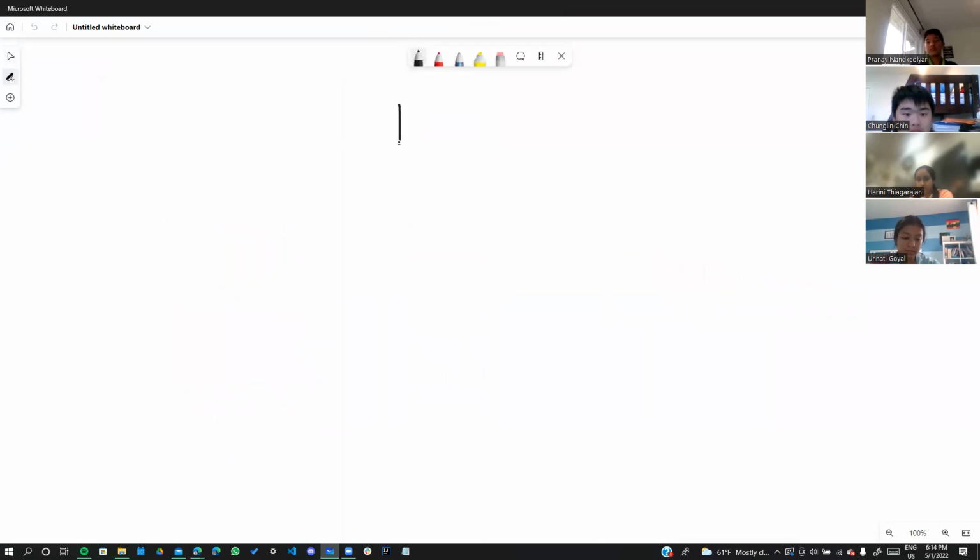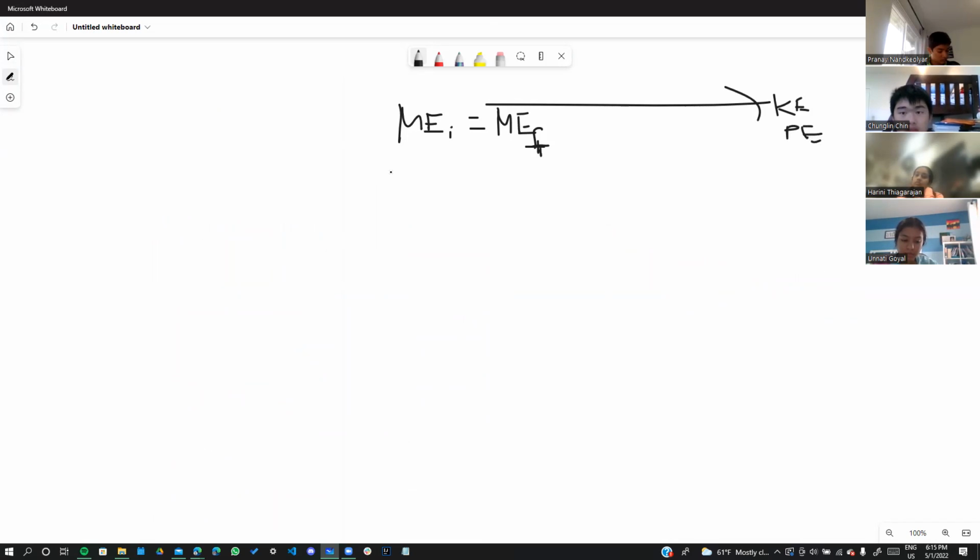So, okay, we all know that mechanical energy is conserved, right? In a system where there's no net external forces being applied, mechanical energy will be conserved. All right. So mechanical energy, in this case, is going to be kinetic energy and potential energy. So here that means the kinetic energy initial plus the potential energy initial is equal to the kinetic energy final plus the potential energy final.